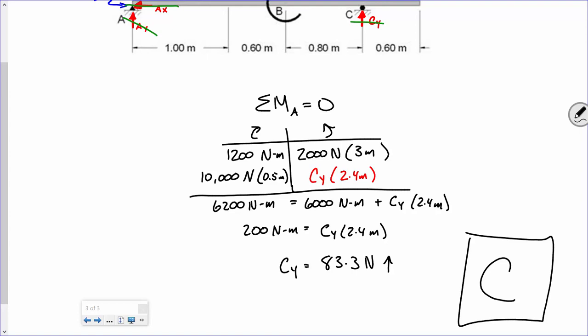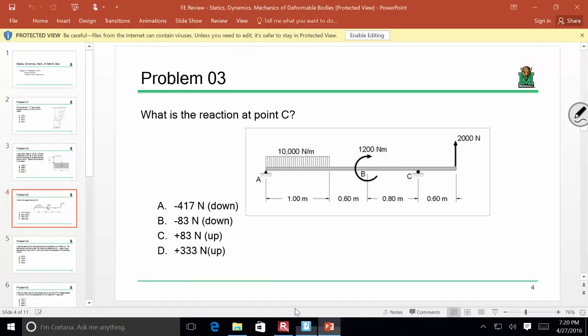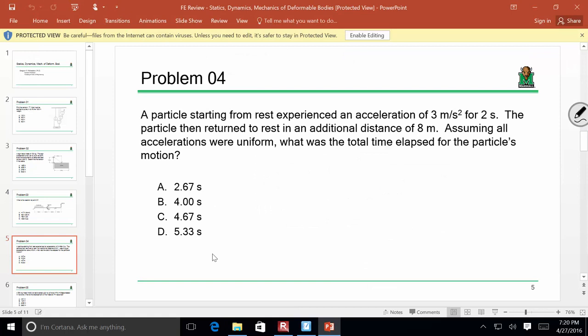Okay. Now let's get into the fun world. Let's get into some dynamics. So you got a mass matrix and a stiffness matrix. Kidding. She got it.